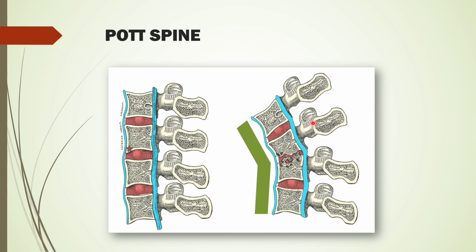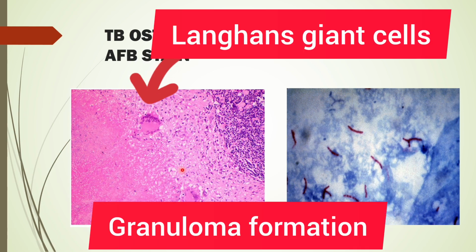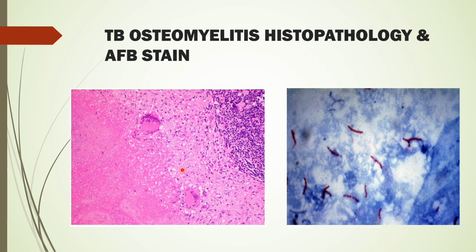So this is the Pott spine. Vertebrae are affected, and there is a draining sinus formation. So if you do the histopathology, then bone necrosis can be seen, but as it is a tuberculous infection, we can see a granuloma. Granuloma is a specific form of chronic inflammation. You can check the playlist and see the video on chronic inflammation if your concept of granuloma is not clear. So this is the granuloma.